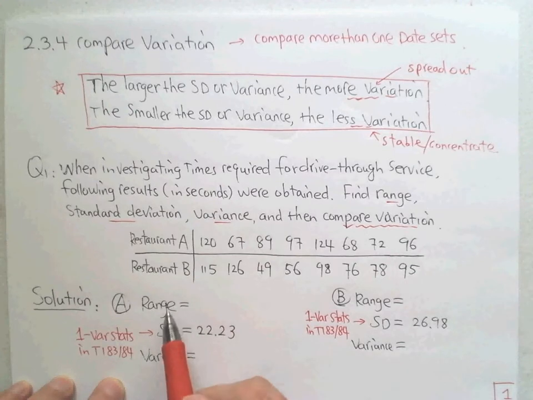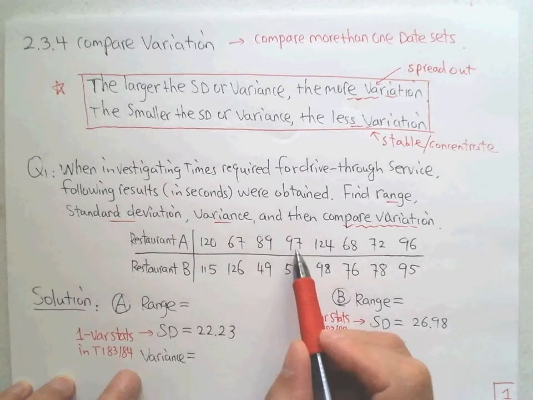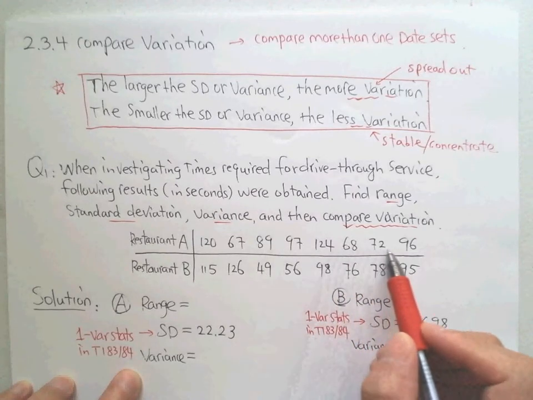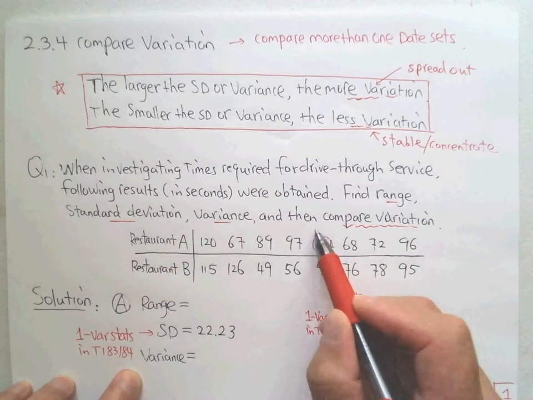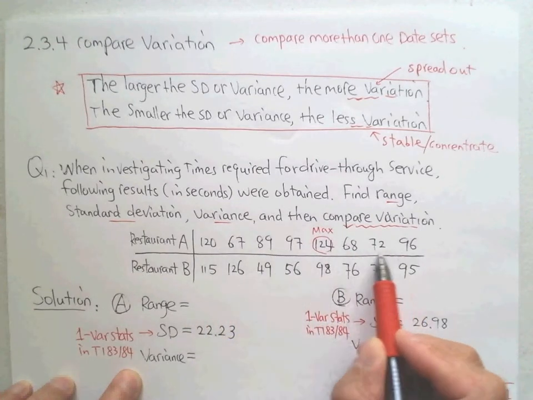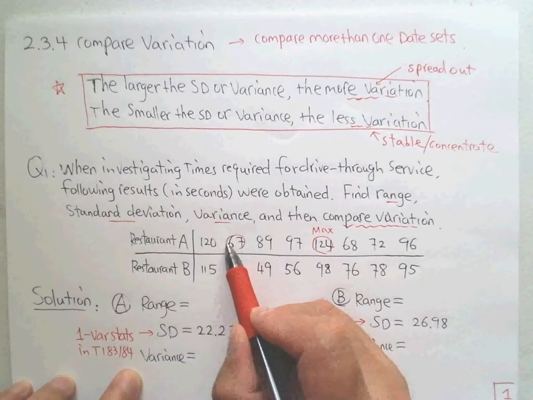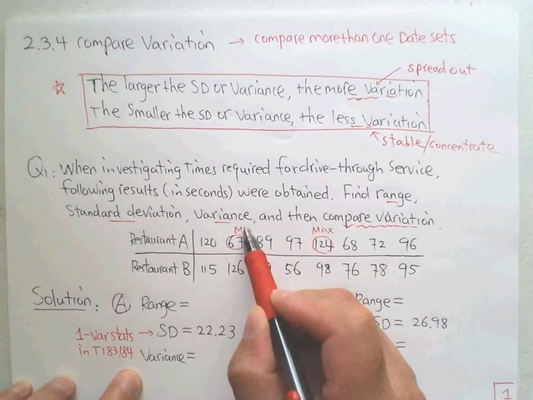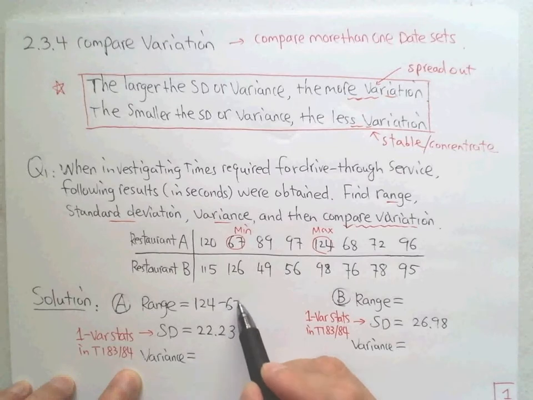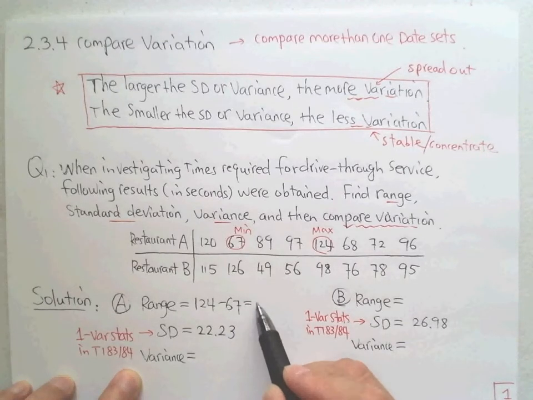What's the range for A? I need to find the maximum and the minimum, right? What's the maximum? If we look at small data, it is easy. This is the maximum. Okay, good. What's the minimum? 60 something, 68, 67. So this is the minimum, right? Okay, good. So how to find the range? It is the maximum, the largest number, minus the smallest number. So what do we get? We get 57. So 57 seconds is the range for A.